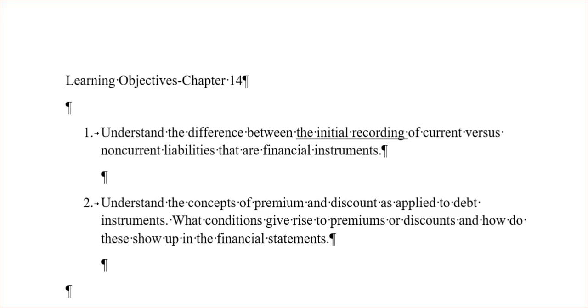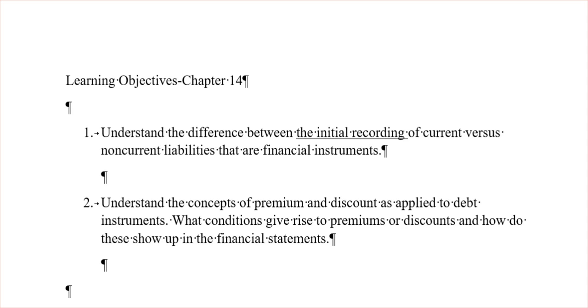Well, let's start to work some problems now about the first three learning objectives. The first three learning objectives have to do with initially recording, and we call that recognition. So we're going to recognize that we have a non-current liability, which means, of course, we're going to credit a non-current liability. And the question here has to do with how we do the journal entries and what accounts we use when we do the journal entries.